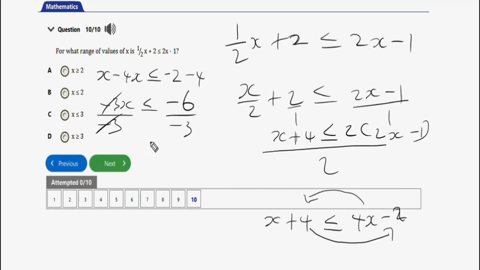So because we divide both sides by a negative value, the sign will change. We now have x will be greater than or equal to 2. If you cancel this, you're going to have 2. So that will be the answer to this question. The right option is what? Option A. x is greater than or equal to 2. So this is basically how to solve problems involving linear inequalities for WASSCE Mathematics.